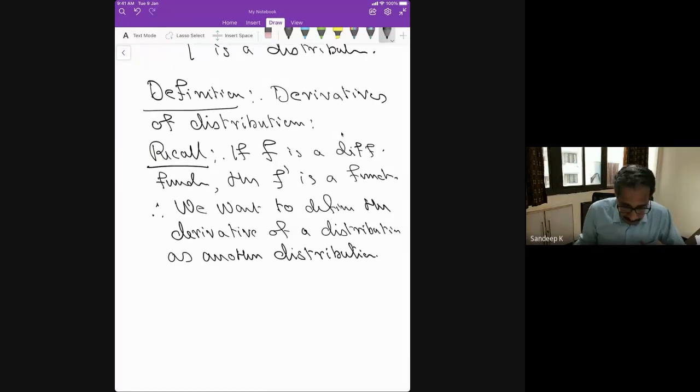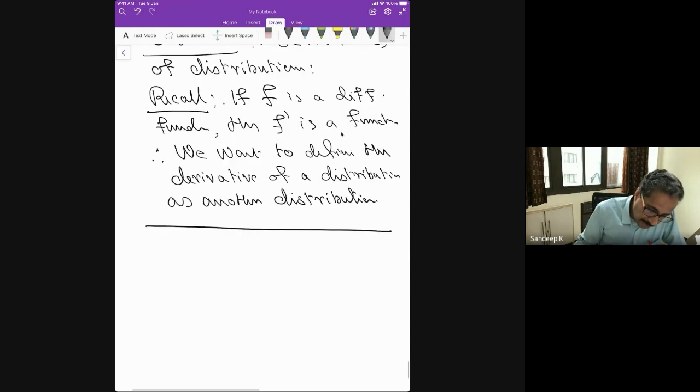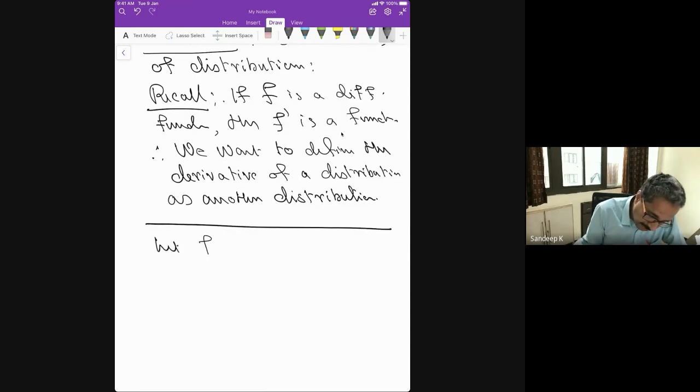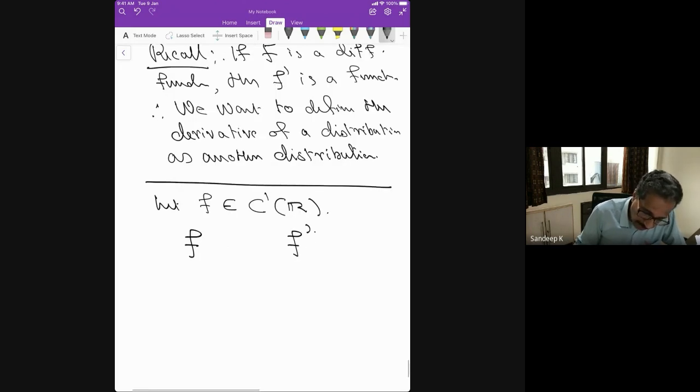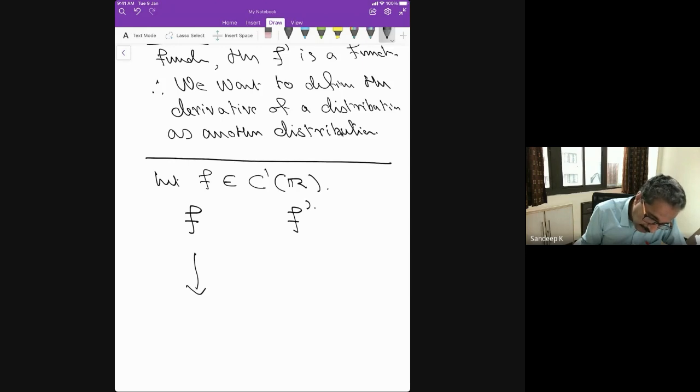Again, to define a distribution, first I started from a function and generalized it. So what we will do is that we will again take the class of differentiable functions, and then try to generalize this notion. Just to motivate, let f be a C1 function, say on R for simplicity. Then I have a function f and a function f prime, both continuous. Now f can be identified with a distribution called lambda f. This f prime also can be identified with a distribution lambda f prime.